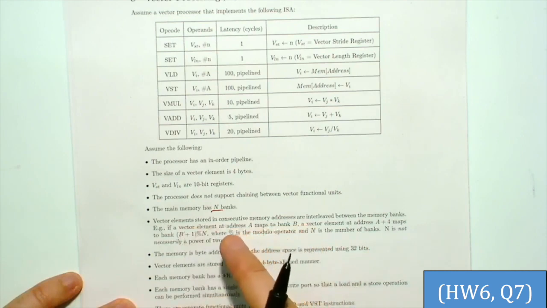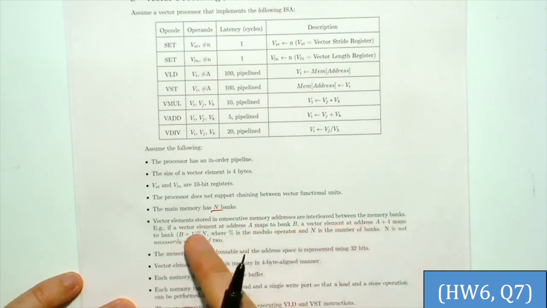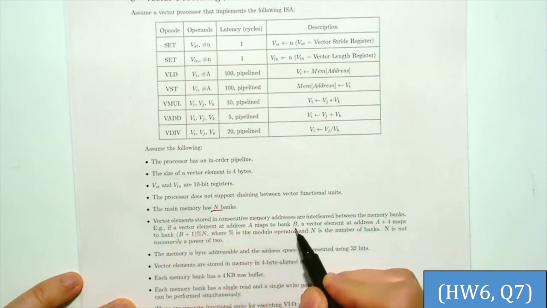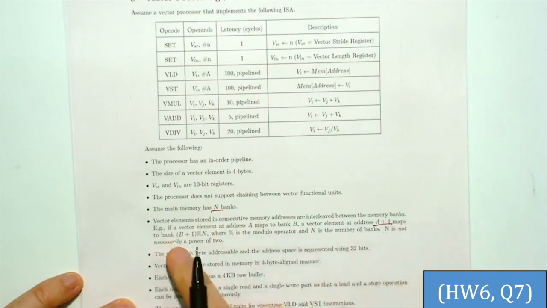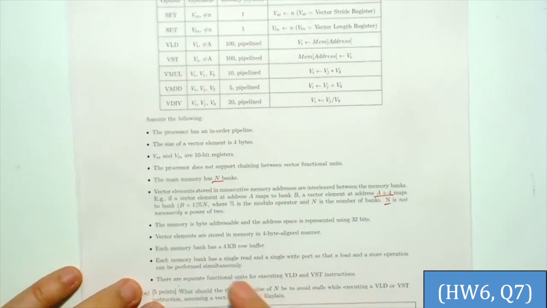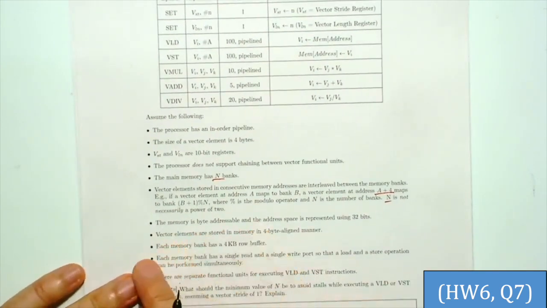Vector elements stored in consecutive memory addresses are interleaved between the memory banks. So if a vector element address A maps to bank B, the next address, A plus 4, maps to the next bank. And n, the number of banks, is not necessarily a power of 2. The memory is byte addressable. Vector elements are stored in a 4-byte aligned manner.